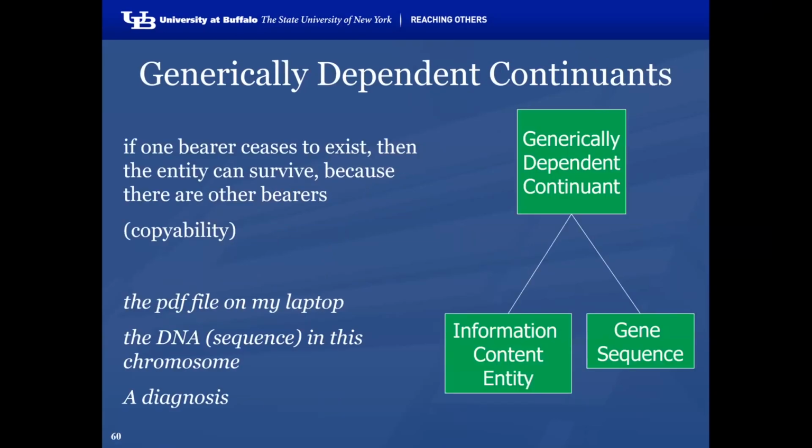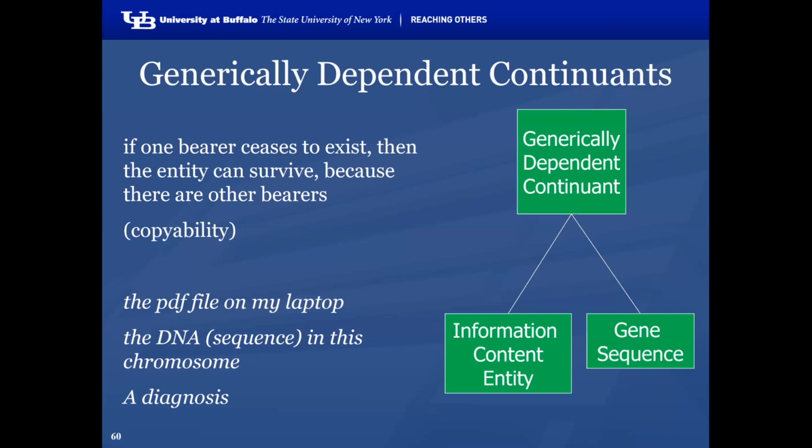Generically dependent continuants are such that if one bearer ceases to exist, the entity can survive because there are other bearers. The classical example is a PDF file. Or take my slides. They are currently on my laptop here, and after this event I will post them on the web page for this bootcamp, and you can get them there. From there, you can take a copy and put it on your laptop.